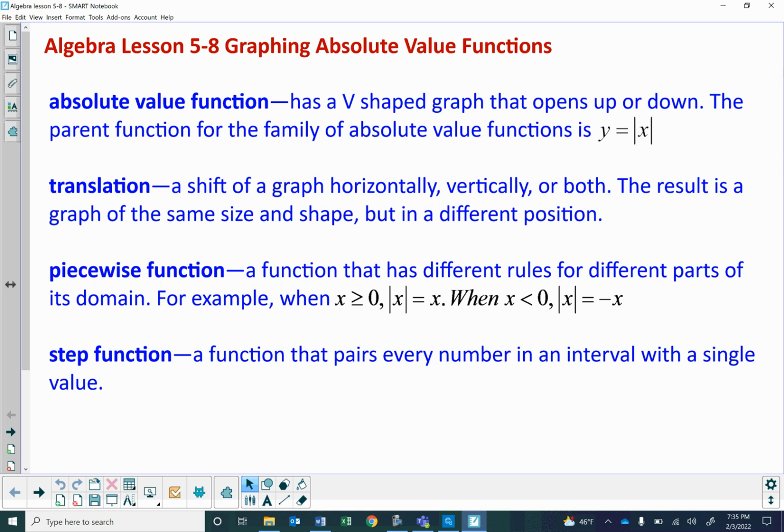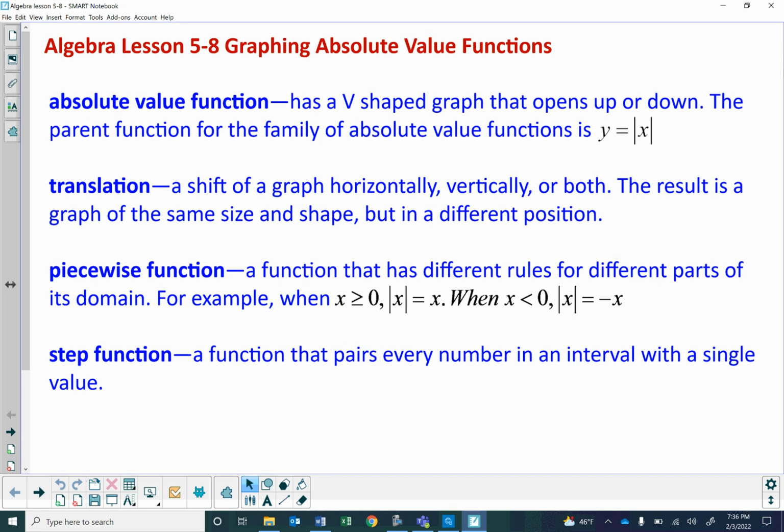A step function is a function that pairs every number in an interval with a single value. Think of a step function as like stamps on a letter. If your letter weighs an ounce or less, you have to put one stamp on it. Your letter can weigh half an ounce, you still have to put that one forever stamp on it. If it weighs more than an ounce, even if it's 1.02 ounces, just barely over an ounce, you will step up to having to put on that second stamp. That's why it's called a step function. It literally just jumps up a whole bunch of values.